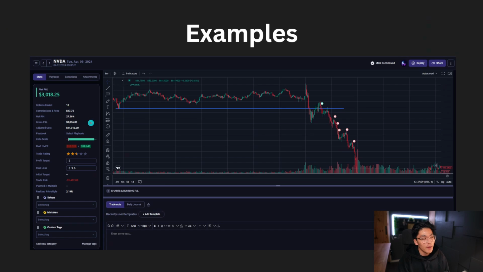So as you can see, we're on my first example here. This was on NVDA back on Tuesday, April the 9th. I traded this live with the Discord group. I made over $3,000. I traded 10 contracts, $11,000 position size, and made over $3,000.